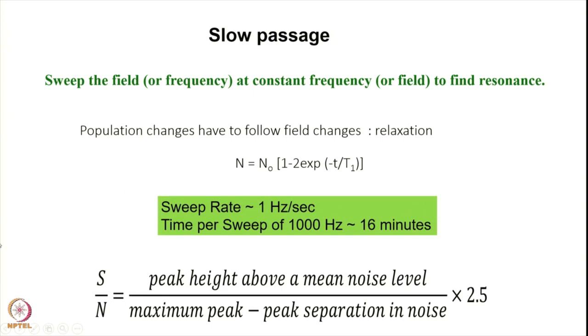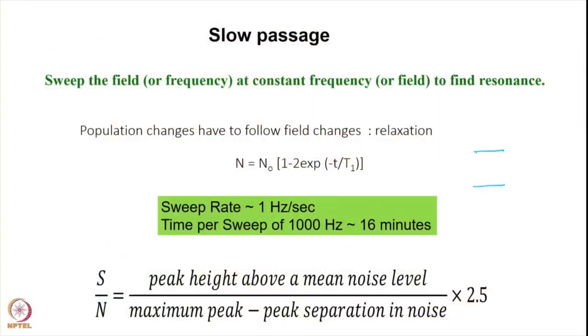The convenient thing in earlier days was to change the field, because you had the electromagnets. Changing the field meant you simply change the current in the electromagnet, because this is the coil going around the iron rod. So it is an iron system, and if you change the current, the field will change. Therefore, it is easy to change the current, and people were sweeping the field.